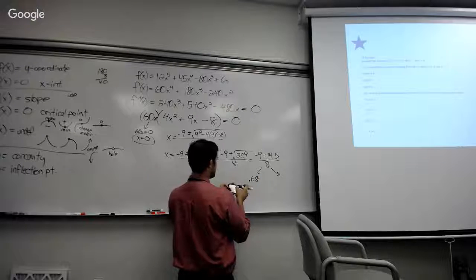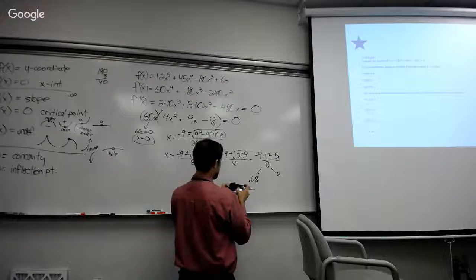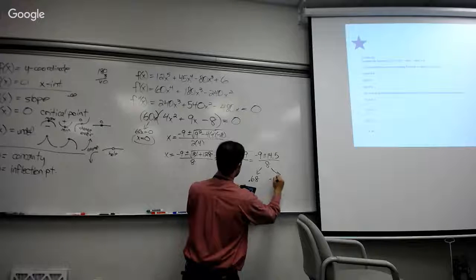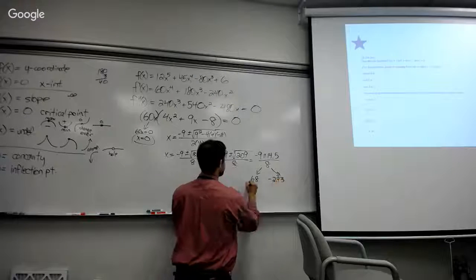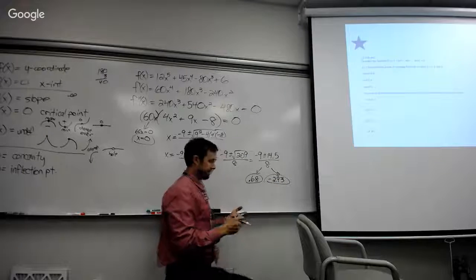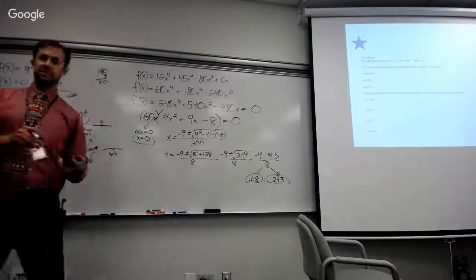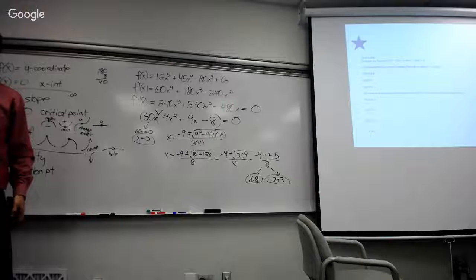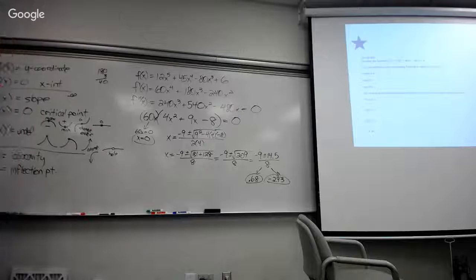0.68 as one of our solutions, or negative 2.93. Okay, did you folks get the same results? You checking me as we go? So those are our three critical values. Those are our three inflection points.